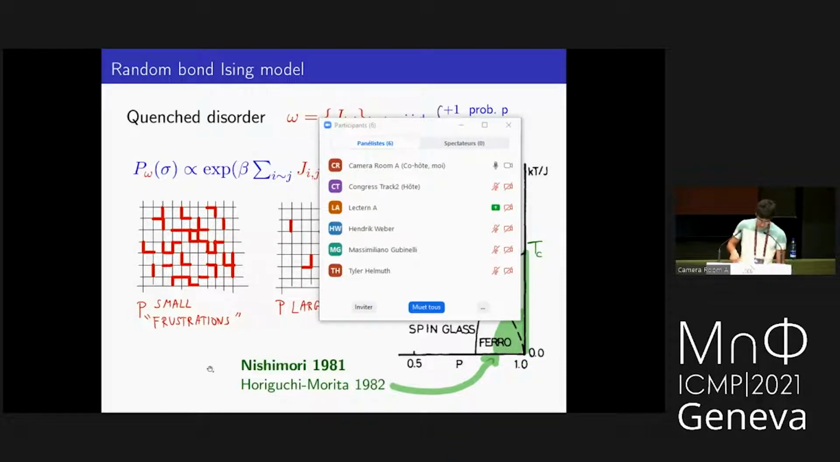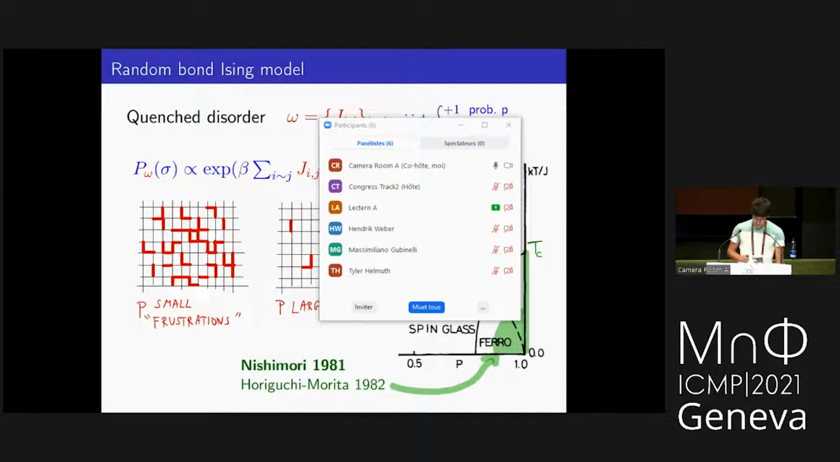A more interesting aspect for the talk today is the discovery by Nishimori in 1981 of a special line, which is this dotted line here. And along this special line, Nishimori discovered that there are some thermodynamic quantities that can be computed exactly. And so this is a beautiful discovery, and this Nishimori line will be a key aspect of this talk.